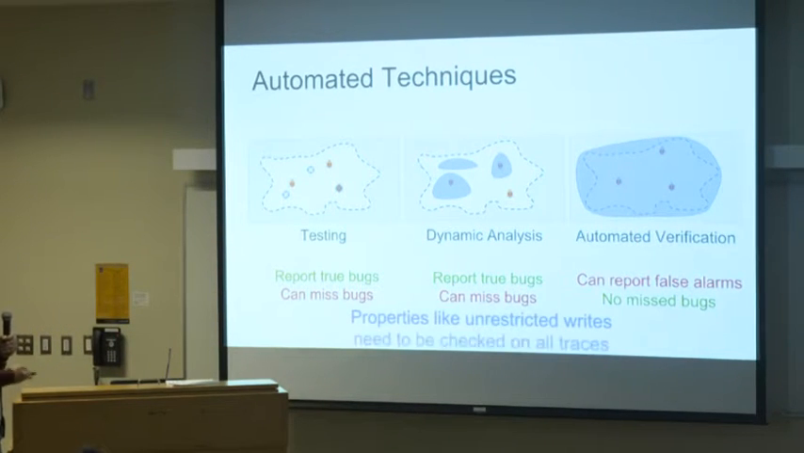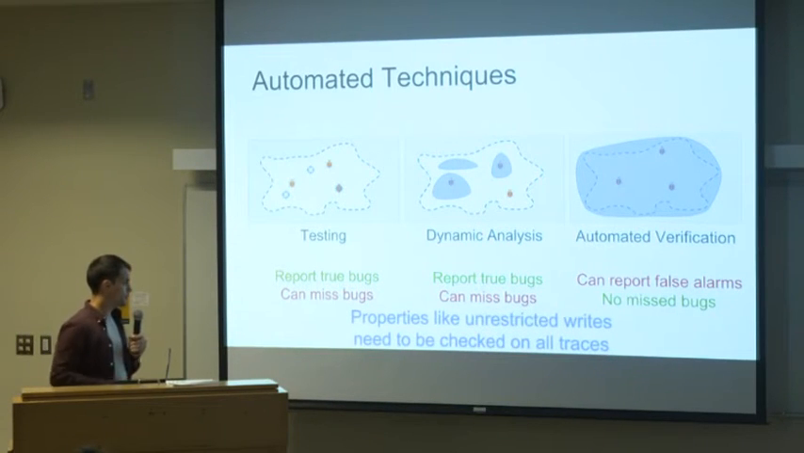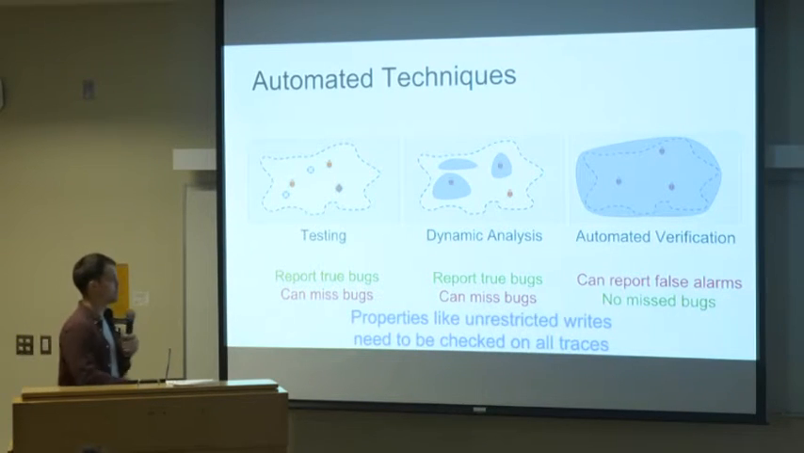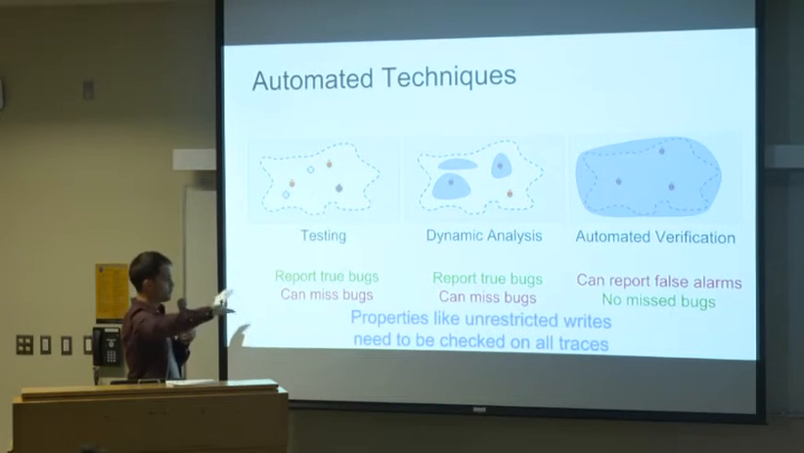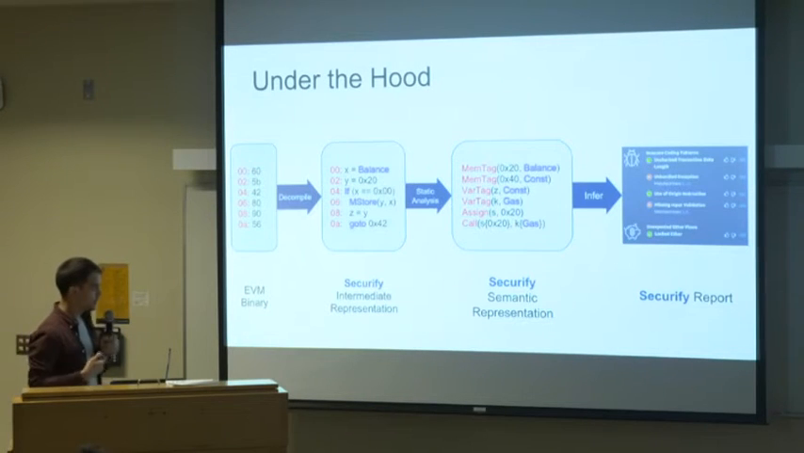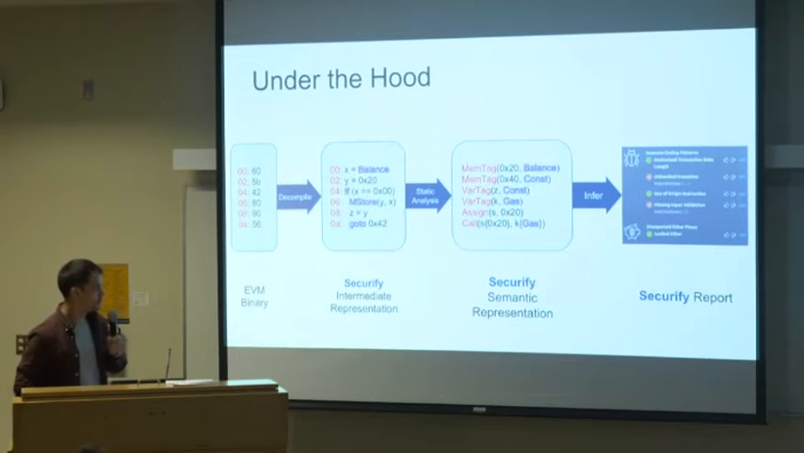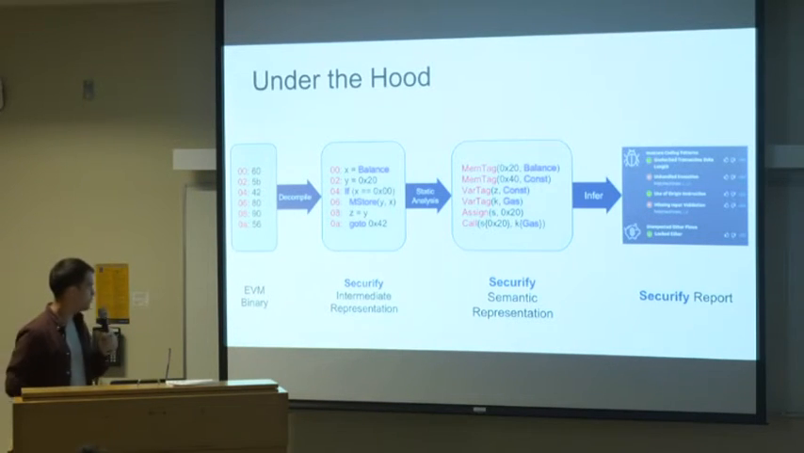But today, I will talk about Securify. Remember as well that properties like unrestricted writes need to be checked on all traces, and this is why you have this blue area, which tries to cover everything. So I will talk about the details of Securify. Sorry, it's going to be quite technical, but I'm willing to redo the slides afterwards if some people are interested but don't get everything. But I hope you will.